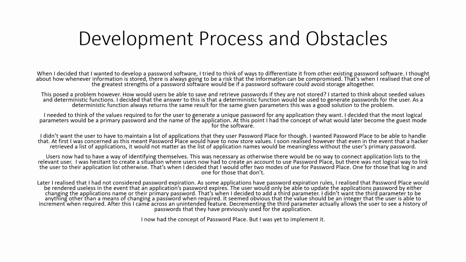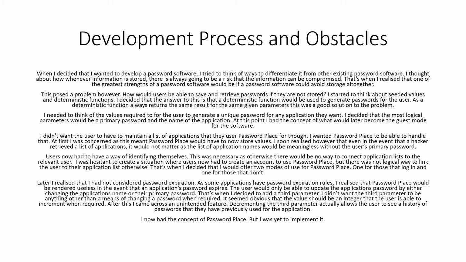Later, I realized that I had not considered password expiration. As some applications have rules regarding password expiration, this meant that if a password was to expire in an application, Password Place would be useless unless the user updated the primary password or application name. I didn't want the user to have to do this, so I decided to introduce a third parameter. I decided that the obvious choice for this third parameter would be an integer value that the user can increment whenever they want to change an existing password.